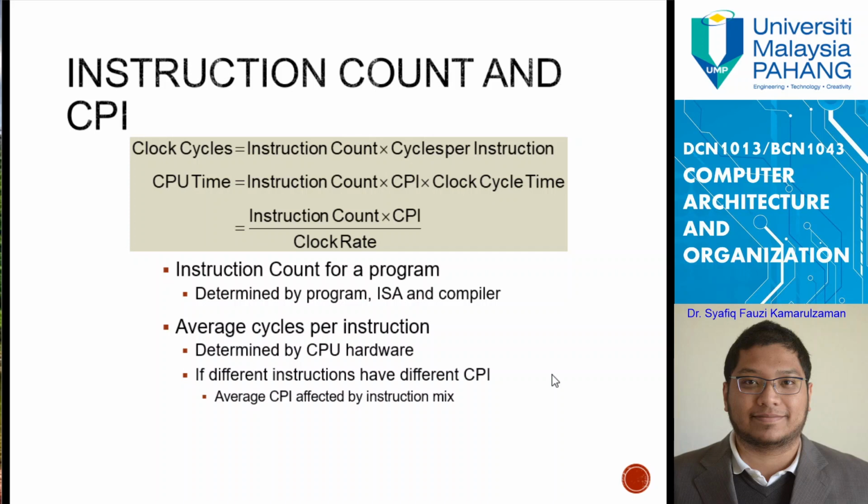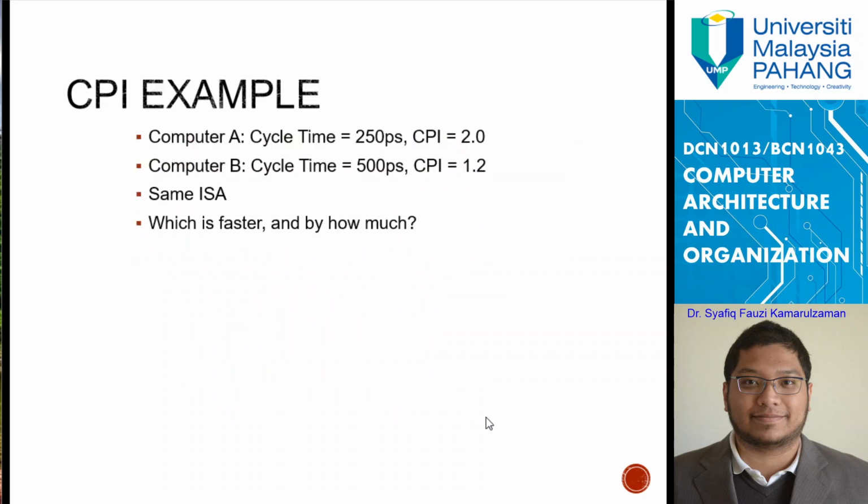Which is equal to instruction count times CPI, cycles per instruction, times clock cycle time, which is equal to instruction count times CPI divided by clock rate. So the instruction count for a program is determined by the program, the ISA, and the compiler. Average cycles per instruction is determined by the CPU hardware. If different instructions have different CPI, average CPI is affected by the instruction mix.